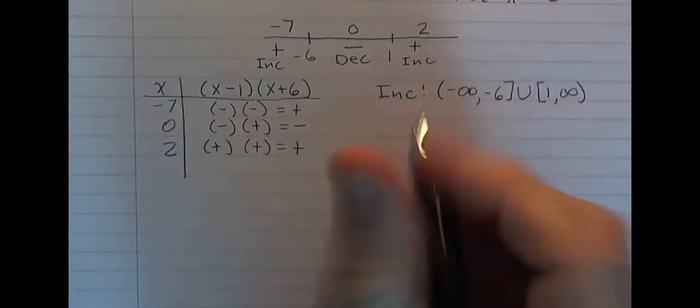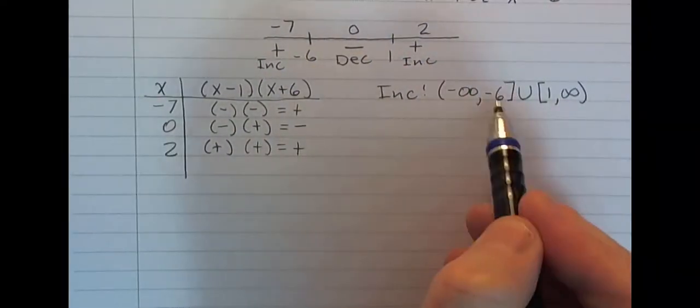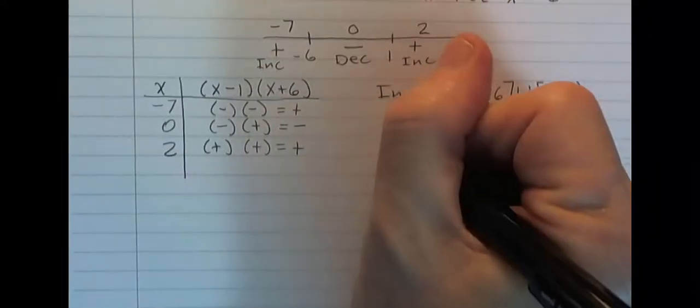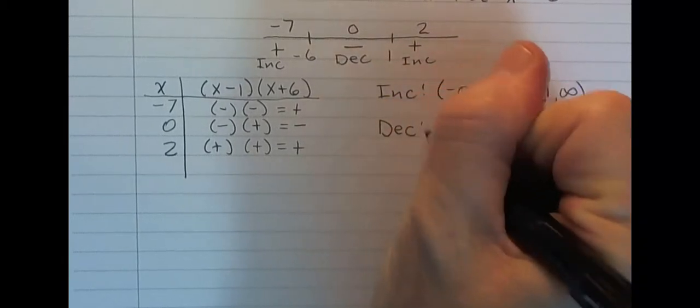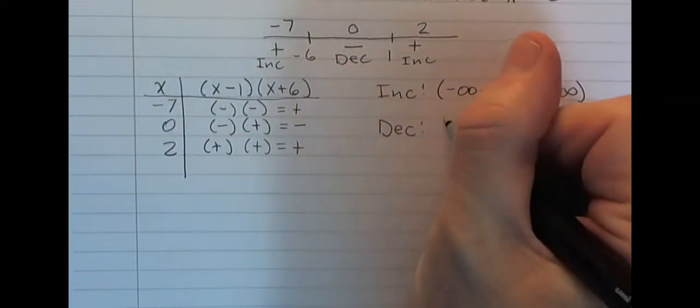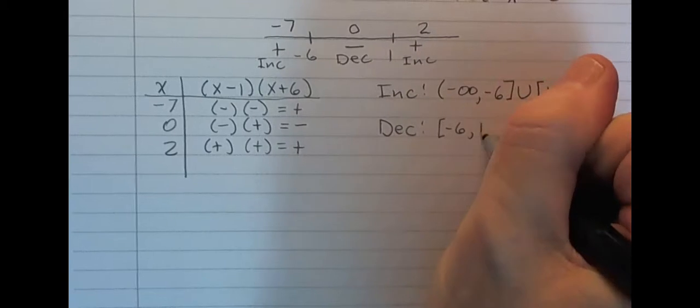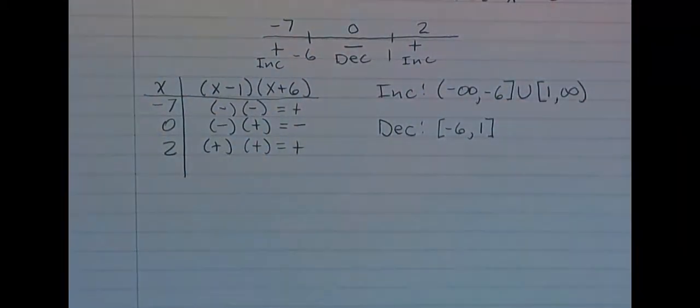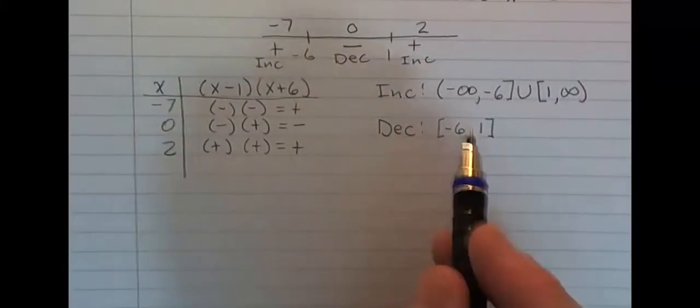Unioned with 1 to infinity. See? Right there, you can see that. Now it's decreasing from negative 6 to 1. Like that. Okay, so that's where the function is decreasing.